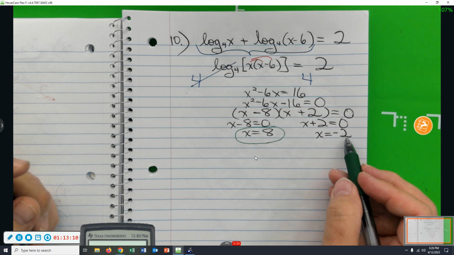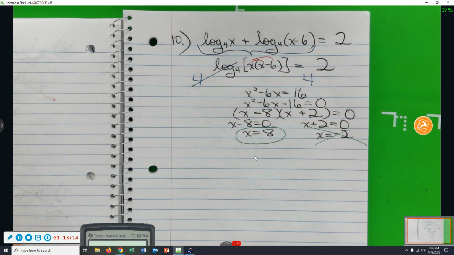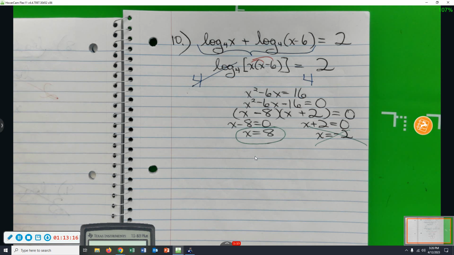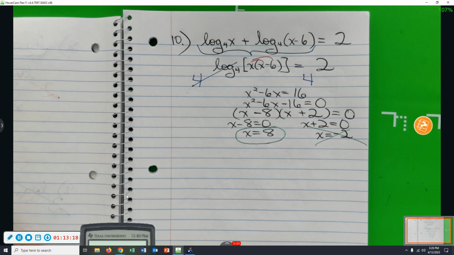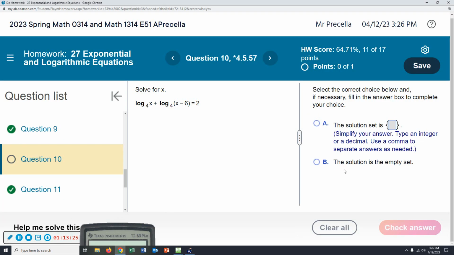What about this one? Negative 2, not positive. Usually it's the negative numbers you mark out. Before, last semester, I would have been saying, oh, I don't think there'll be any empty sets, but nope, I was wrong. Which one was it? I forgot. 8.